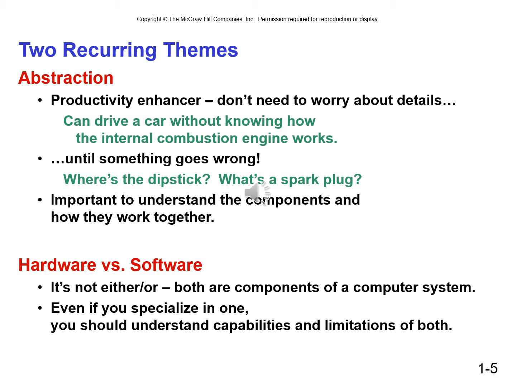And the second is hardware versus software. And it's not either or. Both are components of a computer system. Even if you specialize in one, hardware or software, you should understand the capabilities and limitations of both. Now, we're not going to teach electronics in this course, but it's probably the course in a computer science degree that takes you closest to the fence between electronics and computer science.